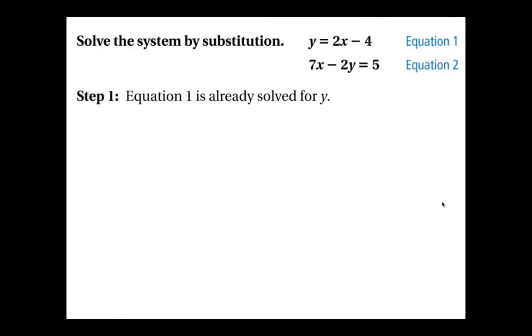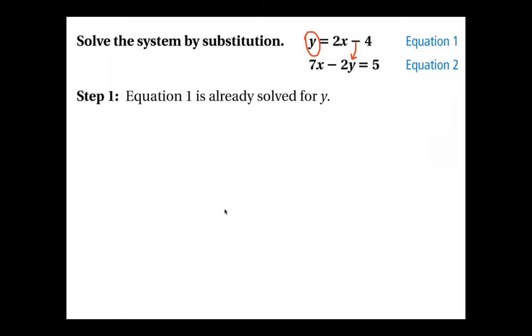We have y equals 2x minus 4 and 7x minus 2y equals 5. Now for our very first step, we want to solve one of the equations for either x or y. So that means one of the equations should be set to either an isolated y or x. Conveniently, equation 1 is actually already solved for y, so we don't have to do anything for step 1. Since y is set to the expression 2x minus 4, you can actually plug in this expression into the y value of the other equation.